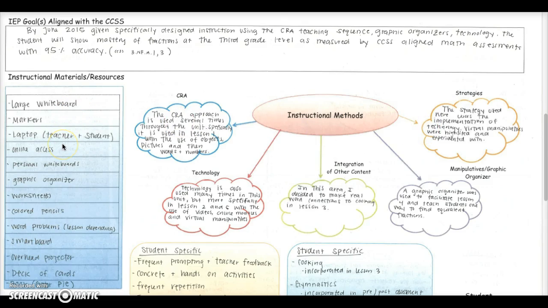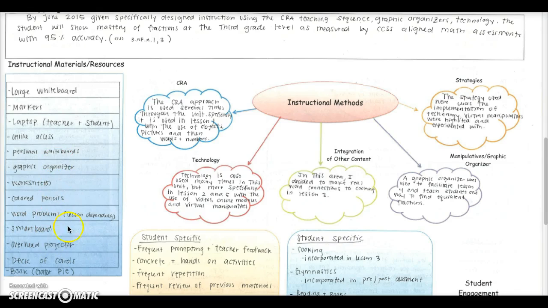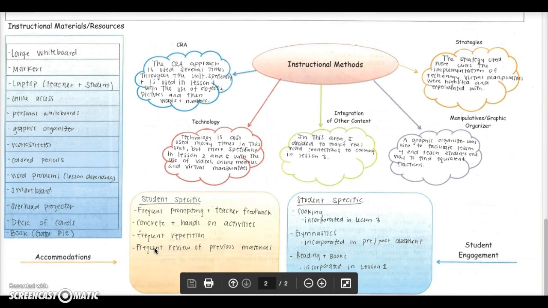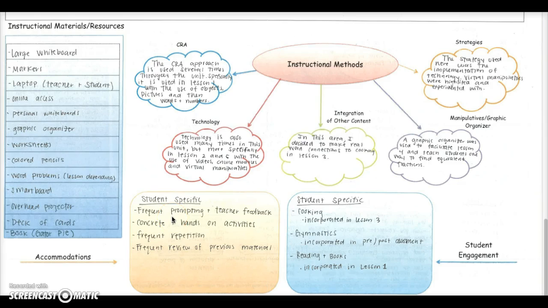Here, you're simply creating a list of all the materials that you will need to implement your lessons and the resources needed to implement your lesson. Below here are specific accommodations. These are specific to your student, what you learned about in the file review. And if you are working with your student, what specific things do you need to keep in mind and make explicit within your lesson plan. And then the student engagement piece. This is specific to what you learned in the student's interest survey. What are some things that you want to ensure that you include in your unit, in your lesson plans to ensure student engagement?